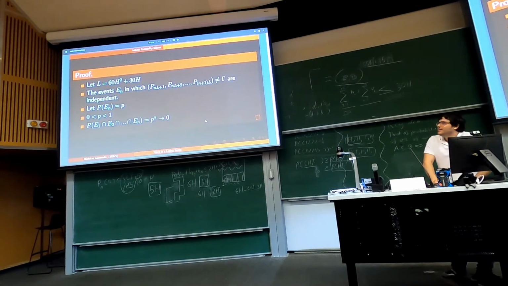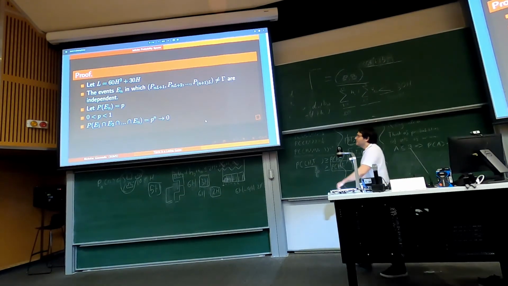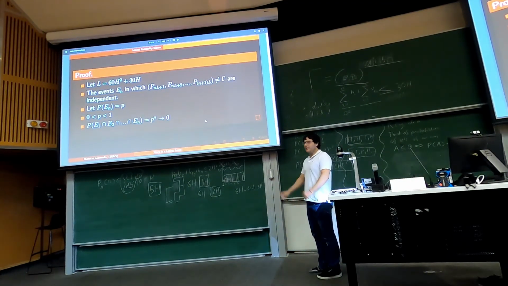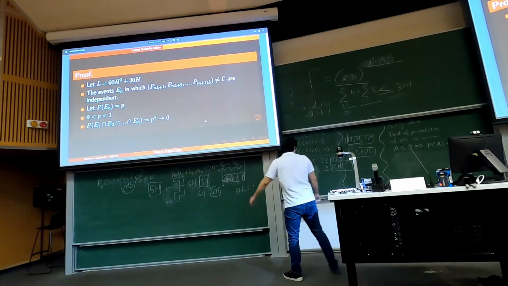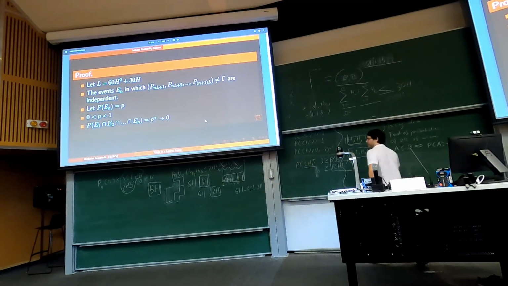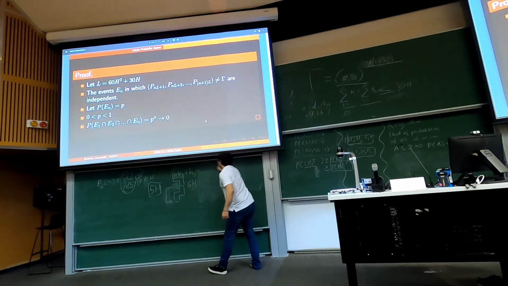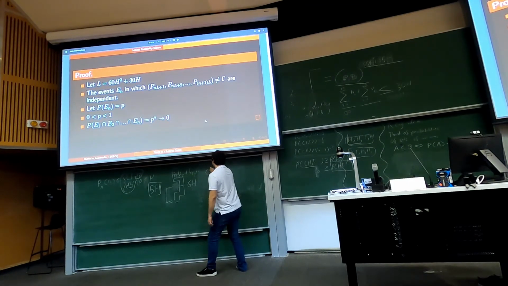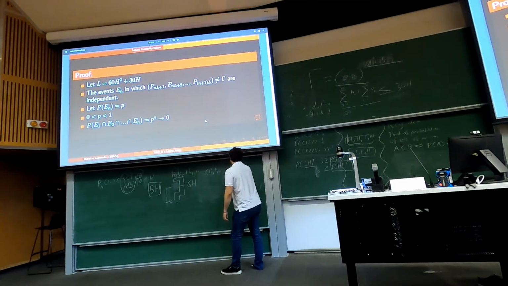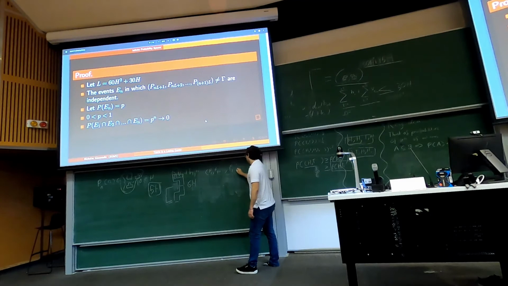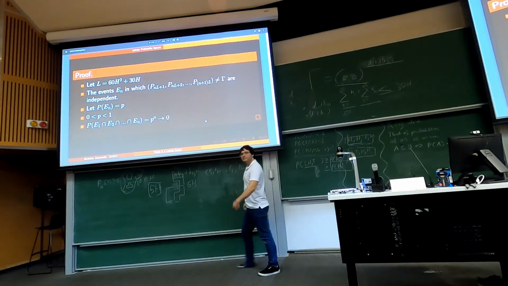Okay. So here's our approach. We're going to set L to 60h squared plus 30h, which is the length of gamma. And then we're going to partition the infinite sequence. We'll go back to P now. Okay. So we're going to think about this in chunks. So we have the first L pieces. Then we have the next L pieces. Okay. And so on and so forth. We have all these sets.